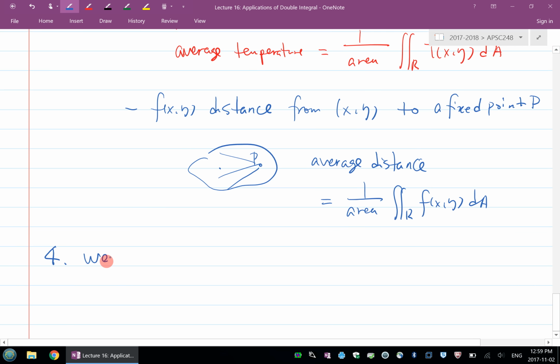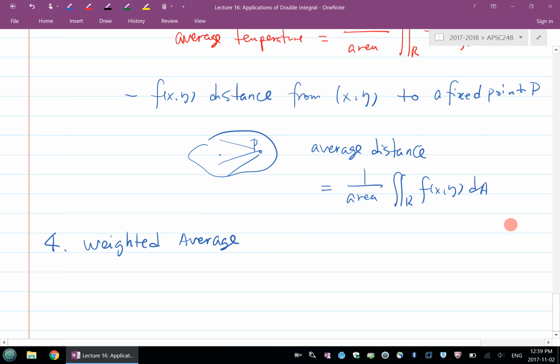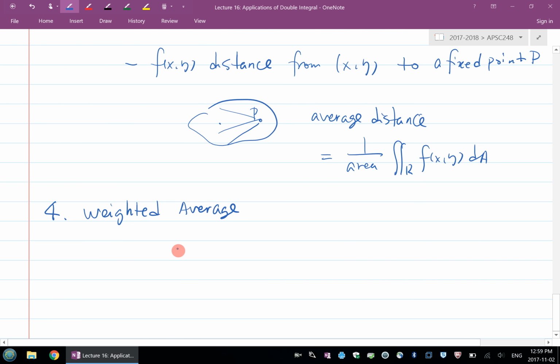Okay, so let's look at number 4. Number 4 will be the so-called weighted average. Same thing. Let's start from the simple probability concept here, right? Now suppose that we have a data set.